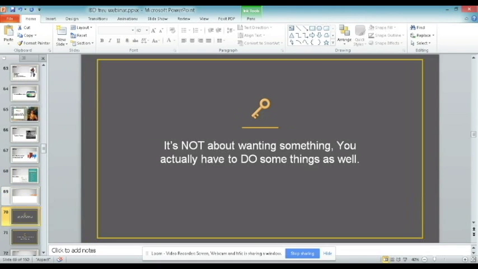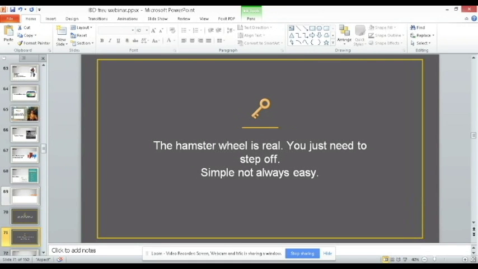All right, let's recap. It's not about wanting something. You actually have to do something as well. You have to take action. You can want it, but unless you put in a destination and take actionable steps, get into your vehicle, which is you in your mind, and drive there, it's not going to happen. You have to actually do the things. The hamster wheel is definitely real, but you really just need to step off. And I know that is simple to say, but it's not an easy task to accomplish. A lot of us have a hard time on that hamster wheel.